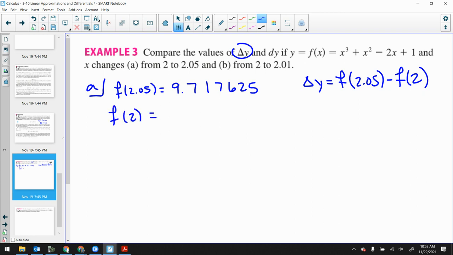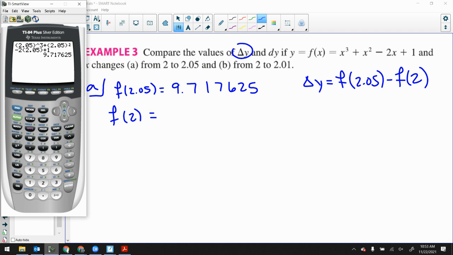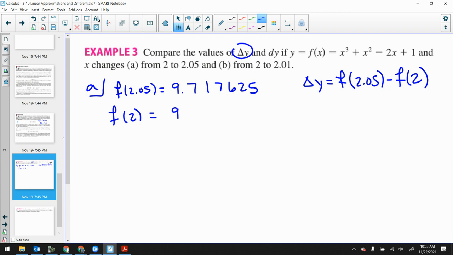Well, f of 2 is a lot easier to calculate. 2 to the third is 8, plus 4, minus 2 times 2 is 4, plus 1. 9. Okay, so what is delta y then? 9.717625 minus 9 is 0.717625. There's a reason why I'm going out to that many decimal places. So that's delta y.